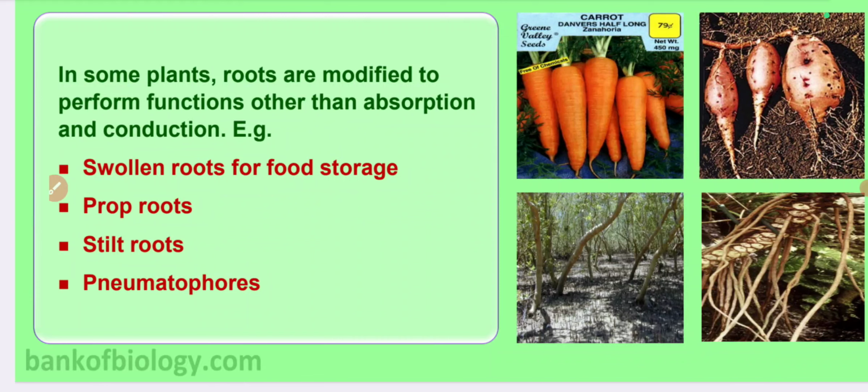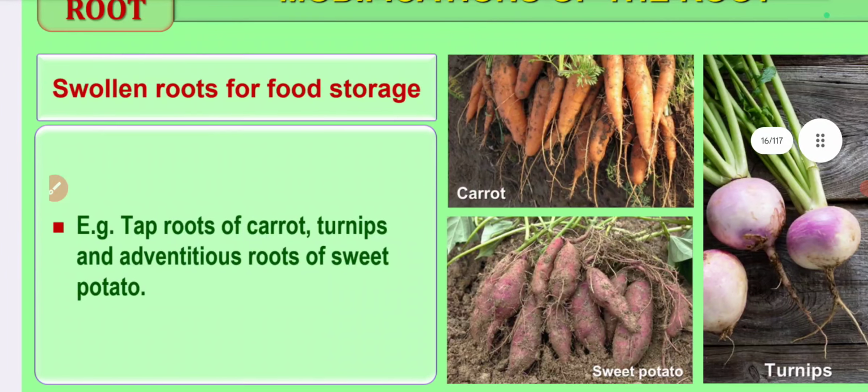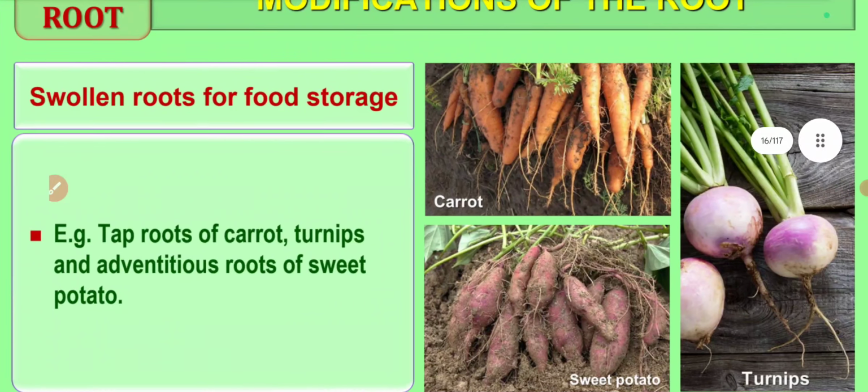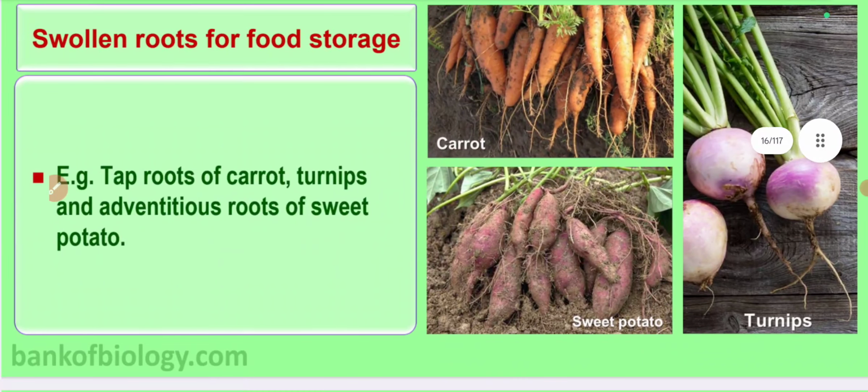Examples are swollen roots for food storage, prop roots, stilt roots and pneumatophores. We are going through all of these. First of all, swollen roots for food storage. As you can see in the diagram, in carrot the roots are swollen for food storage. Examples are the tap root of carrot and turnip and the adventitious roots of sweet potato. They store extra food material, starch, in them. That's why they become swollen.